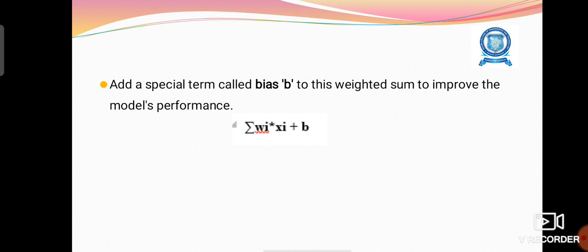Then this total will be added with the bias value b to improve the model performance. So the process is the summation of wi times xi. This is the weighted sum. This will be added with the bias value b.